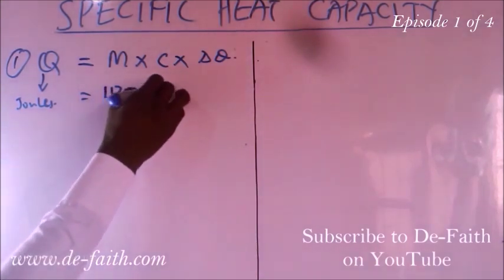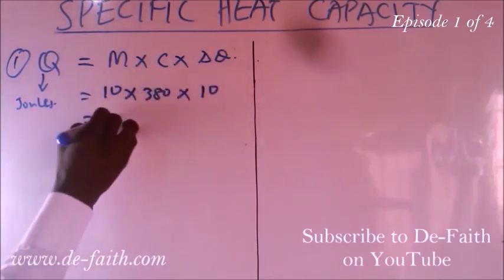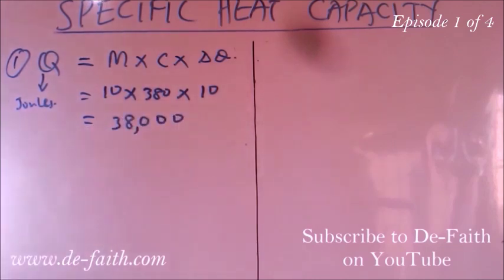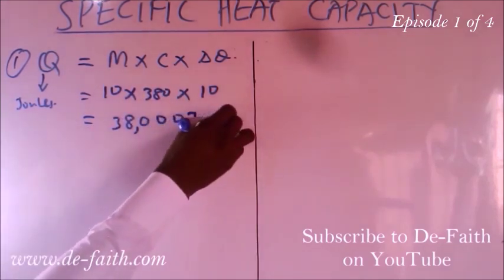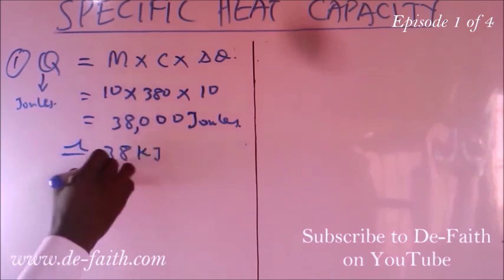So we have it as 380 times the change in temperature, which is by 10 Kelvin. So we multiply this through and we have 38,000 joules, which is also 38 kilojoules.